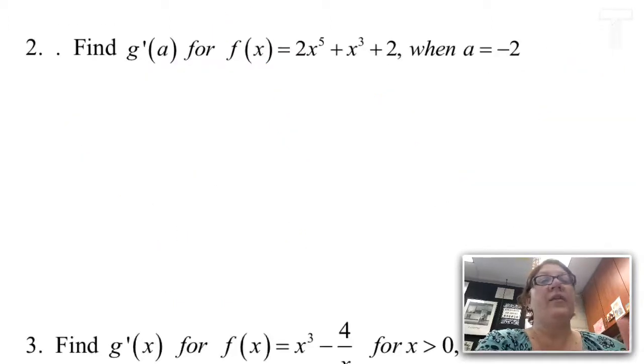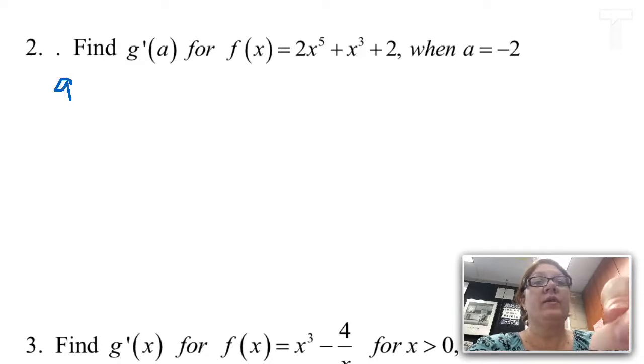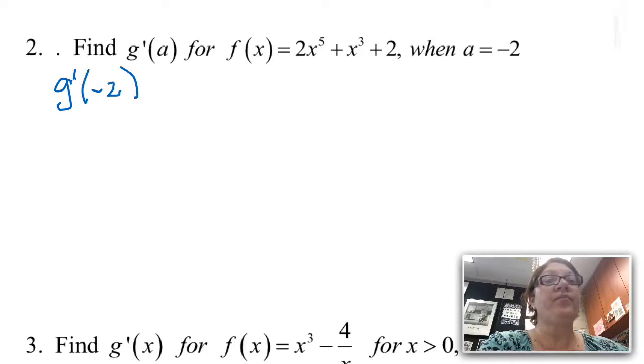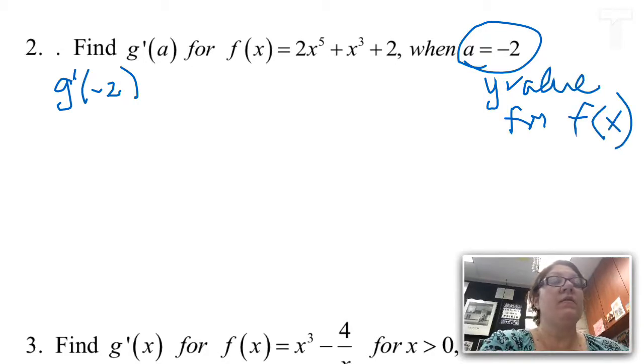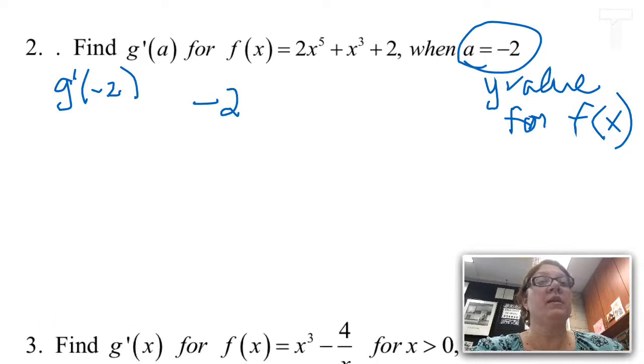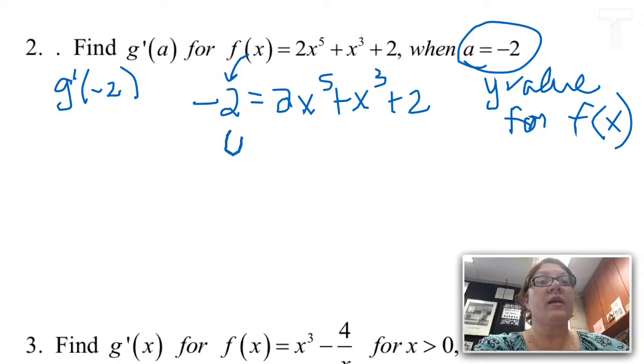Woohoo! On the next one, I want the slope at negative 2. Well, of course, I need to know what the point is, and the only thing I know is that this will be the y value for f of x. Since I can't find what the y value is for g of x, I can at least use that as the y value for f of x. So that means if it's the y value, then I'm going to stick it in for y, and it'll look like this. And then of course I have to set it equal to 0.